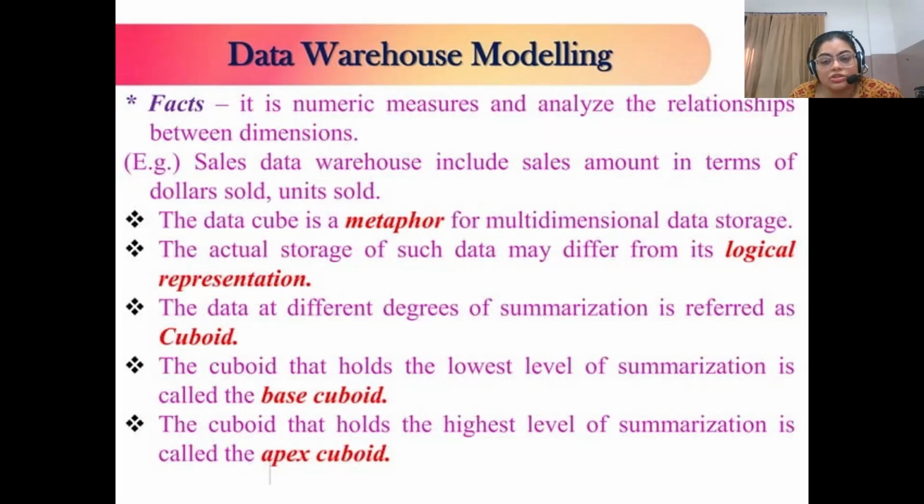The actual storage of such data may differ from its logical representation, and the data at different degrees of summarization is referred to as a cuboid. The cuboid that holds the lowest level of summarization is called the base cuboid, and the cuboid that holds the highest level of summarization is called the apex cuboid.